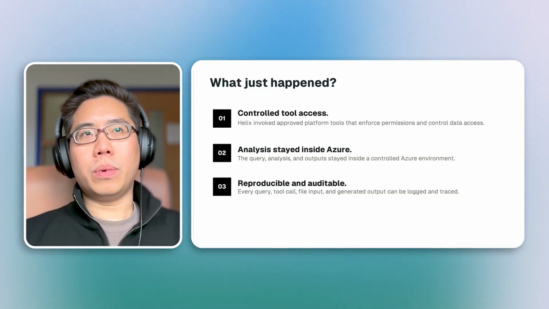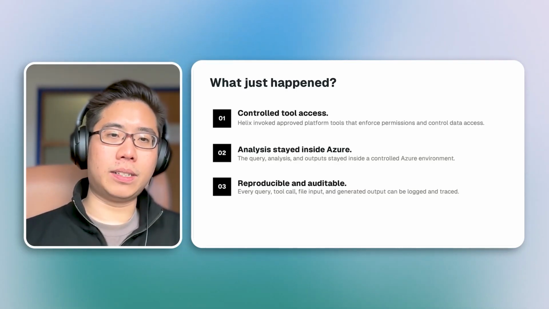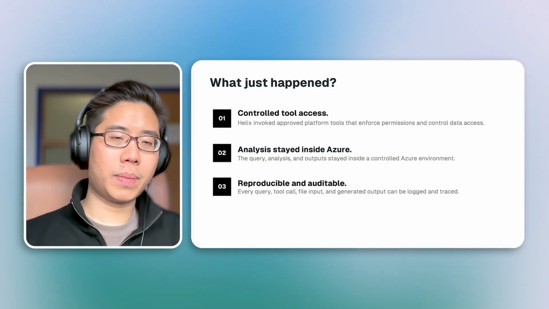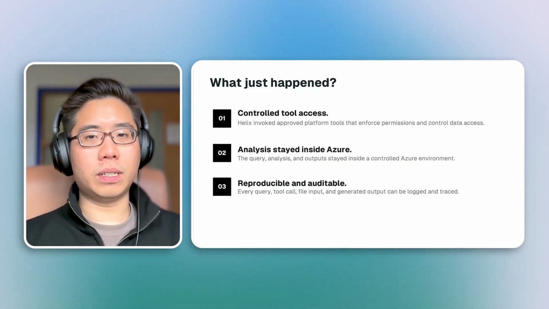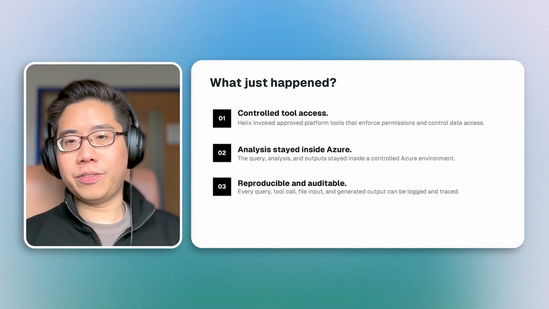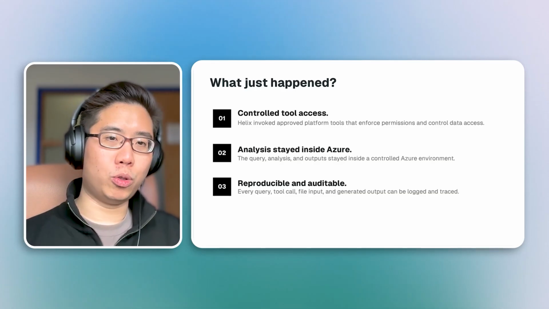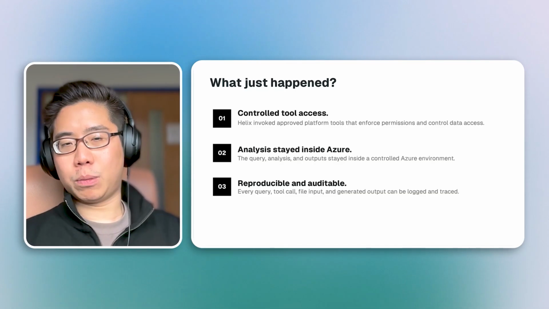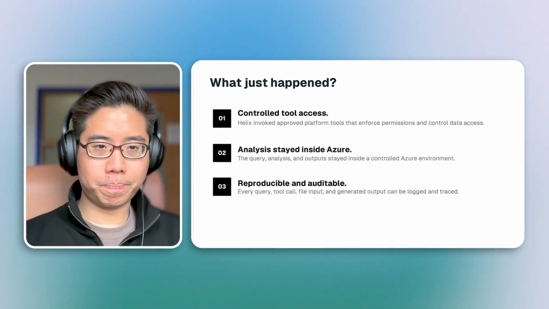So the same data that a researcher can see is the same data that Helix can access, making the governance easy to understand. Second, the analysis that you saw took place entirely within a controlled Azure environment. Helix is able to stage data files into a virtual VM, spin that up, do the analysis, and return the output to the researcher. And the output gets put back into a version-controlled storage system as well.